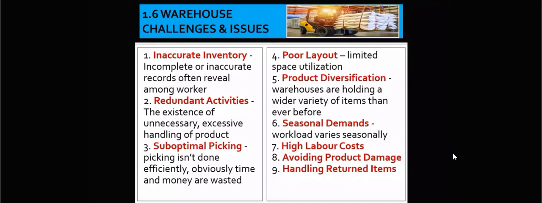Alright. And then number two are redundant activities. Alright. The existence of unnecessary excessive handling of product. Berlaku keadaan yang mana aktiviti yang berulang-ulang berlaku. Okay, yang tak perlu pun ataupun handling produk tu berlebihan. By right 2-3 step tapi staff kita guna sampai 6-7 step. Alright. So you have an excessive handling of product.